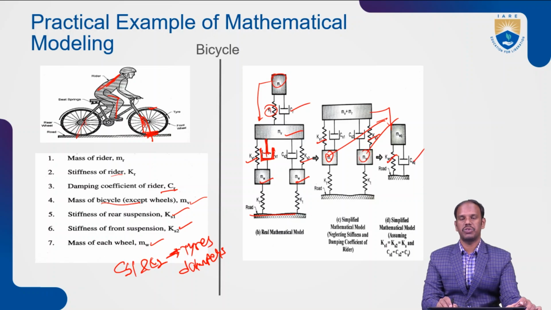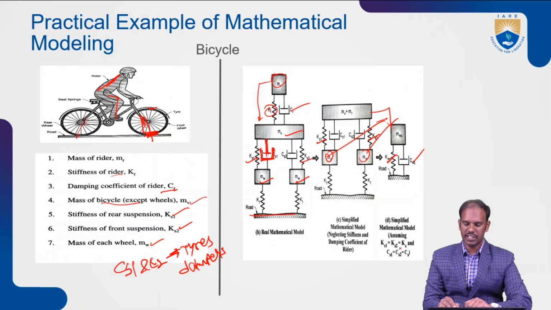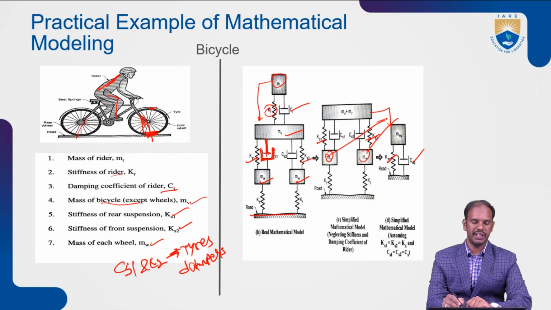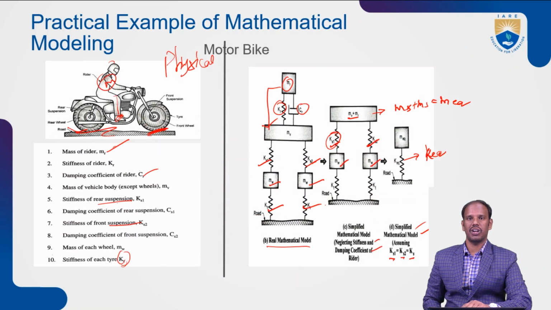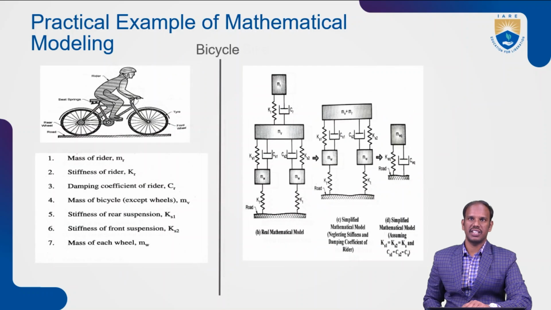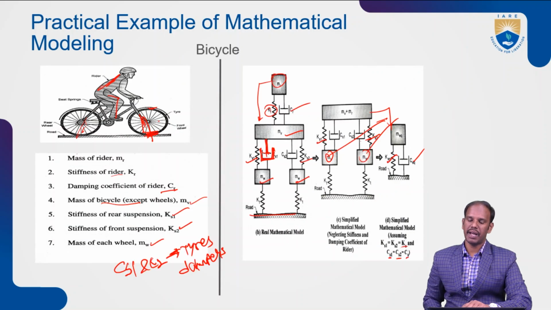In the simplified mathematical diagram, KS1 and KS2 have been taken as KS only. There is a spring system, taken in terms of wheel 1 and wheel 2, as KS only, and the damping forces C1 and C2 have been taken as CS. So the same thing as in the previous motorbike model has been taken for the bicycle also. Here the mathematical model has been reduced to a single side.